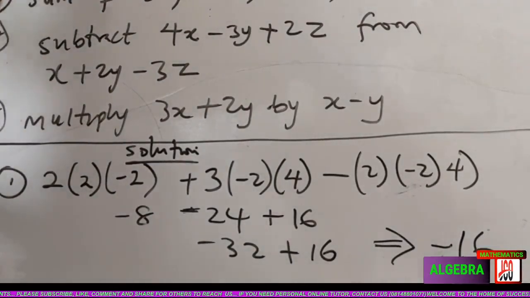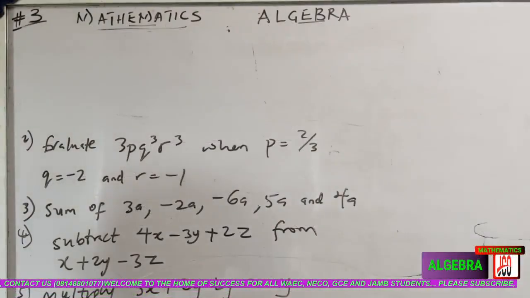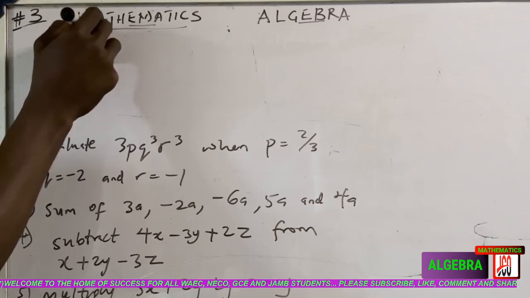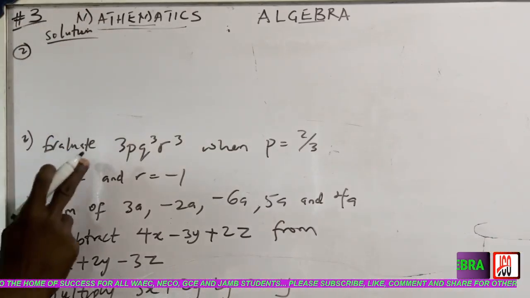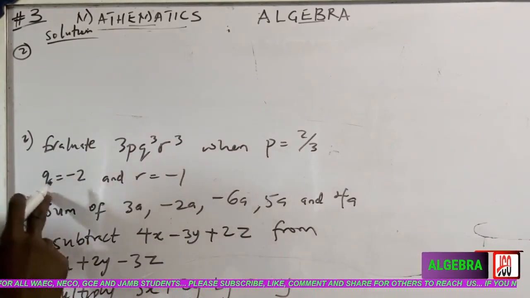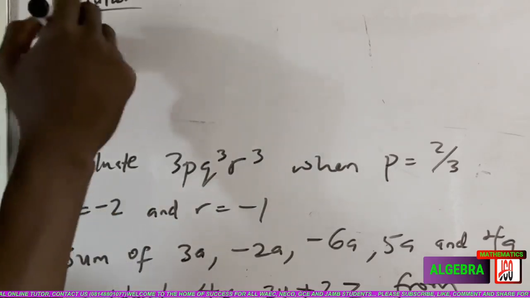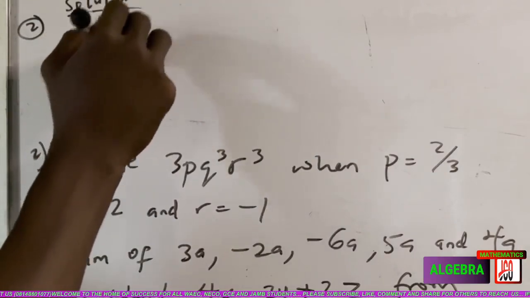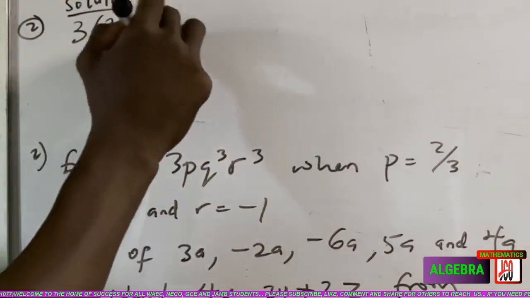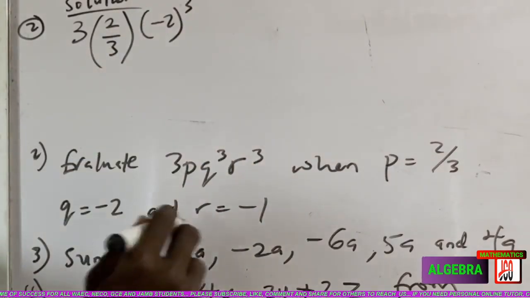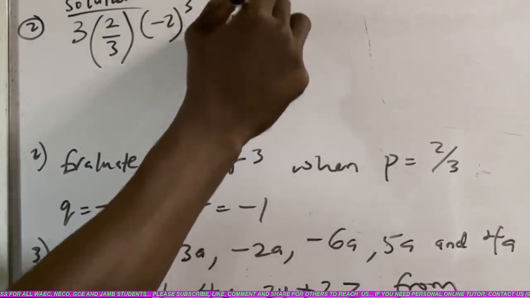So let's go on further now to look at question 2. This is solution for question 2. Question 2 says evaluate 3pq cube r cube when p is 2 over 3, q is minus 2, and r is minus 1. So 3 bracket, what's my p? 2 over 3. So 2 over 3 bracket, what's my q? Minus 2. Minus 2, but they said q cube. So q raised to power 3. Then r is minus 1. Minus 1 raised to power 3.